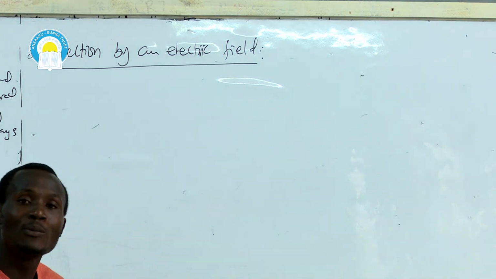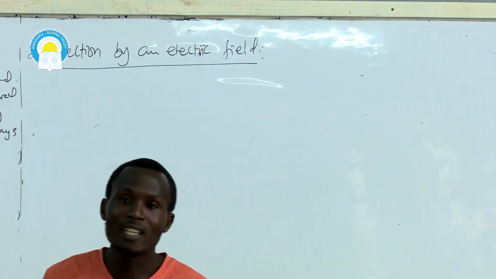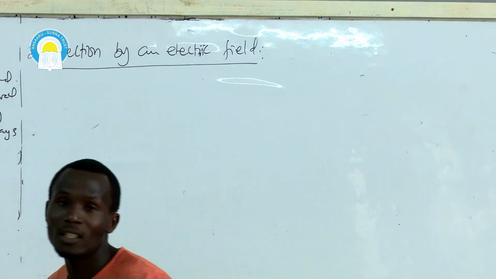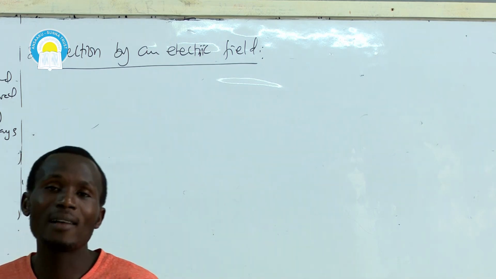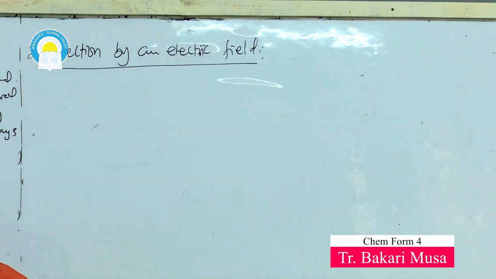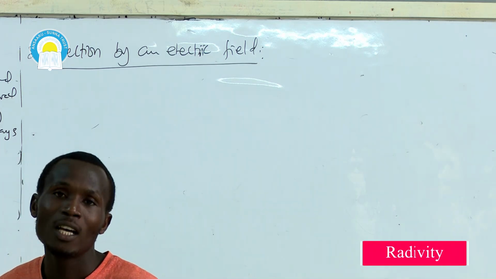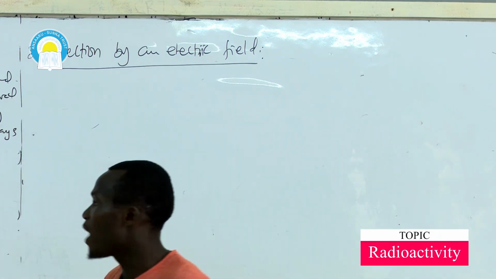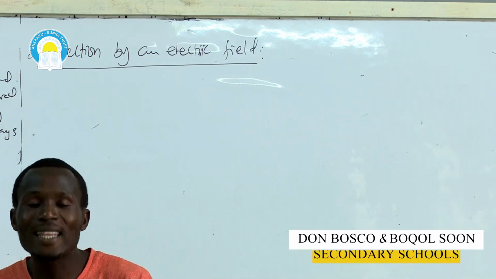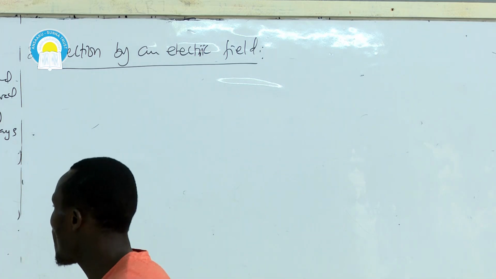From the law of magnetism, we know that like poles repel while unlike poles attract. Therefore, you are going to find that an alpha particle, which is positively charged, is going to be attracted towards the negative charge of an electric field, while a beta particle, which is negatively charged, is going to be deflected towards the positive side of an electric field. And we have the gamma rays, which have no charge. That one will not be deflected on either side of an electric field. Therefore, it will travel straight.